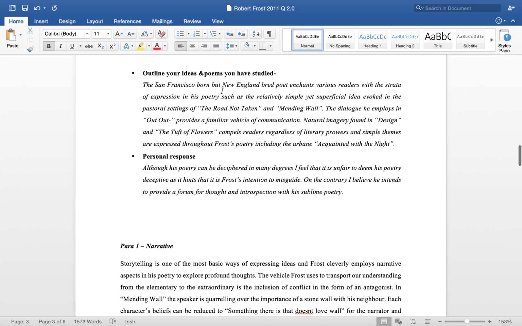The San Francisco-born but New England-bred poet enchants various readers with the strata, layers, of expression in his poetry, such as the relatively simple, so keyword simple, yet superficial idea evoked in the pastoral settings of The Road Not Taken and Mending Wall. Here I'm grouping my poems. Pastoral settings, rural settings, The Road Not Taken, Mending Wall. The dialogue he employs in Out, Out provides a familiar vehicle of communication. Again, simple. Natural imagery found in Design and The Tuft of Flowers compels readers regardless of literary prowess, and simple themes are expressed throughout Frost's poetry, including the urbane Acquainted with the Night.